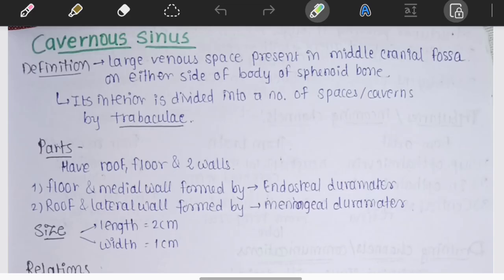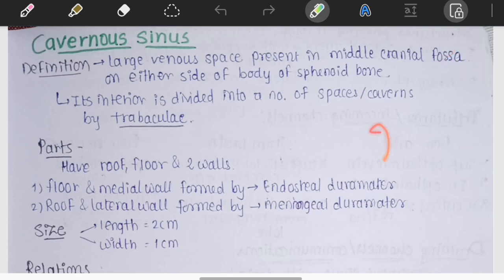Now let's define it. The cavernous sinus is a paired dural venous sinus located on both sides of the body of the sphenoid bone in the middle cranial fossa. That means there are two cavernous sinuses, one right and one left. Each side lies beside the pituitary region.